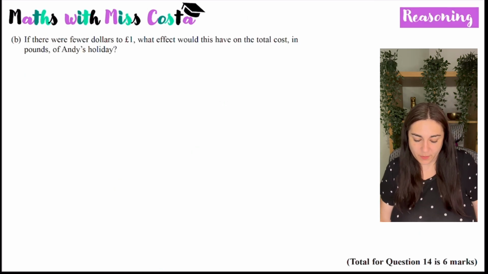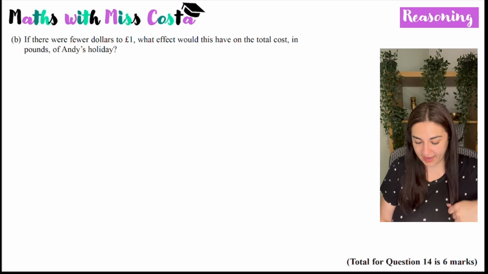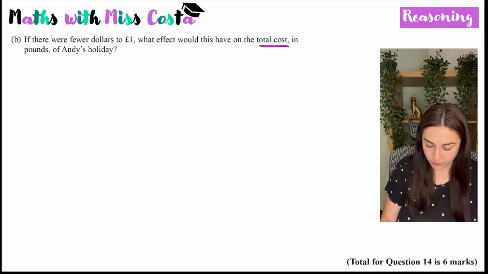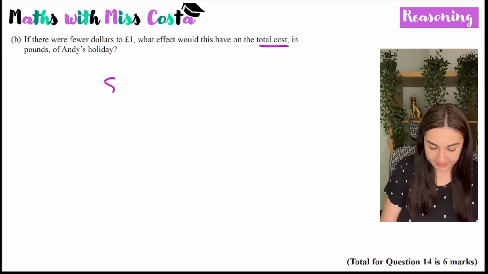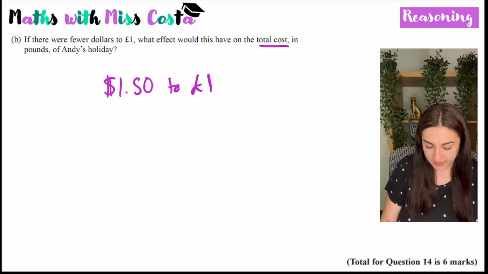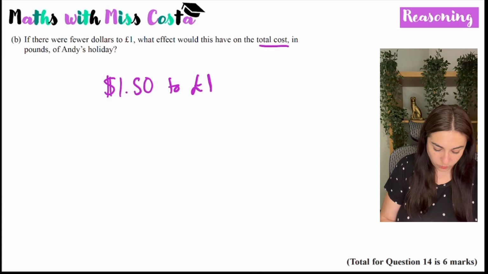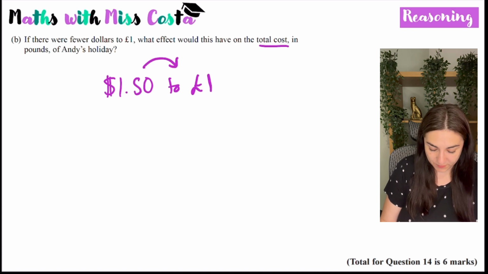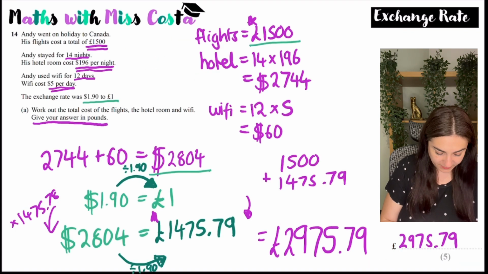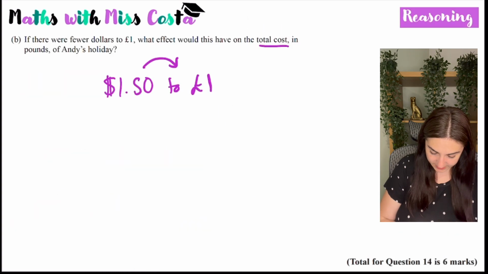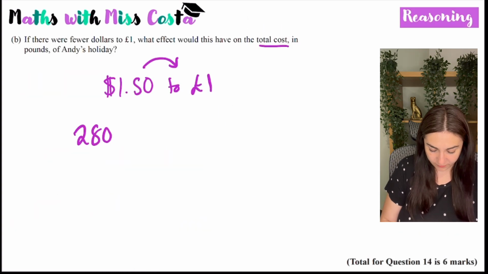Okay, now it says if there were fewer dollars to a pound, what effect would this have on the total cost? Okay, so let's say the exchange rate was $1.50 to £1. Well, what effect would that have? It would mean I divide the amount by 1.50. So his amount was 2,804.